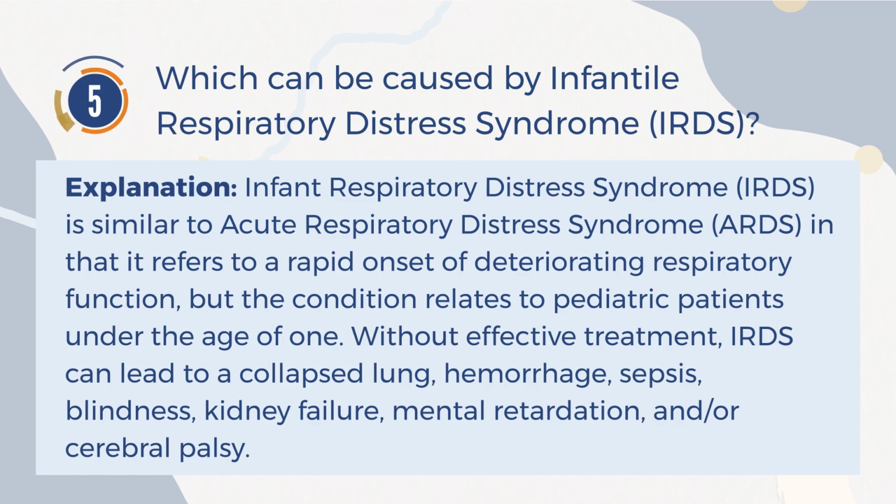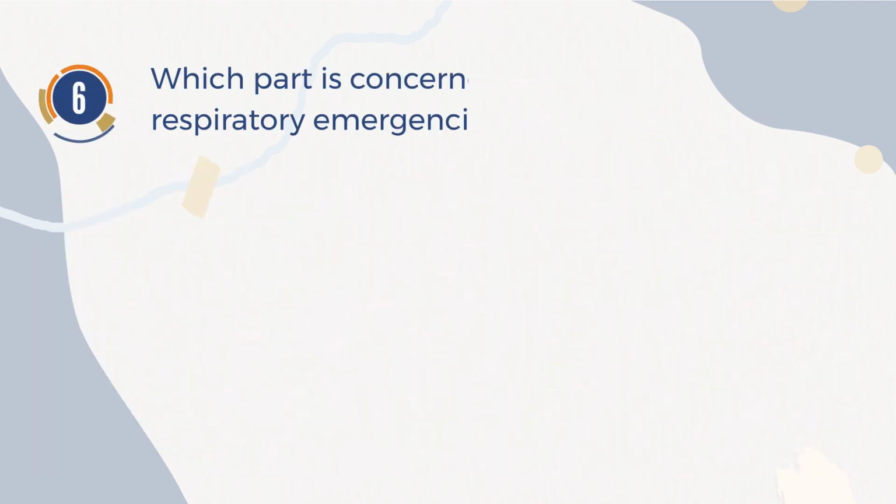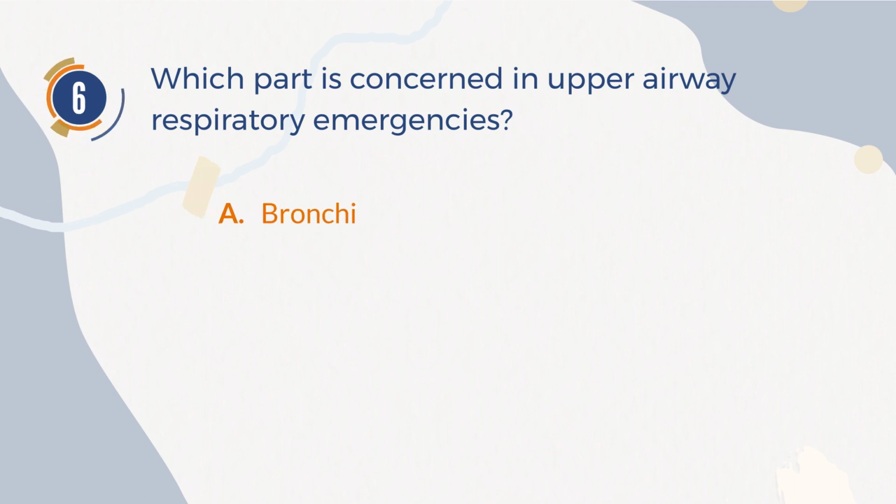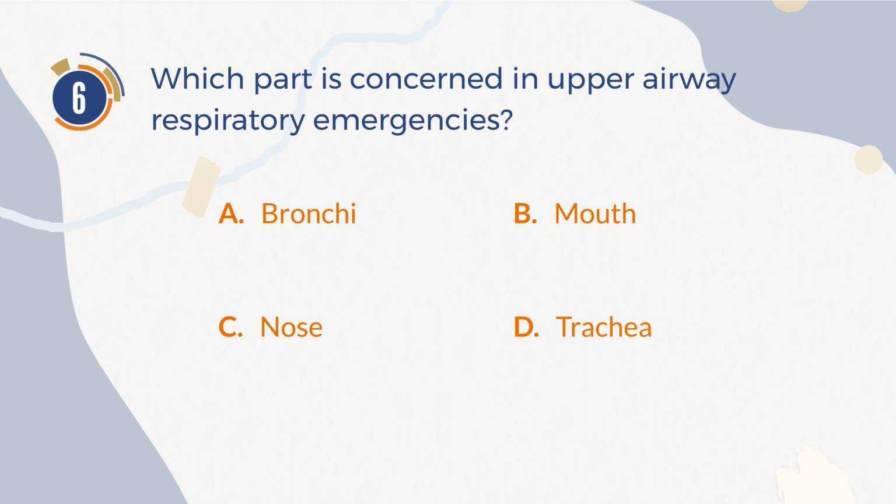palsy. Number 6. Which part is concerned in upper airway respiratory emergencies? A. Bronchi. B. Mouth. C. Nose. D. Trachea. The correct answer is C.